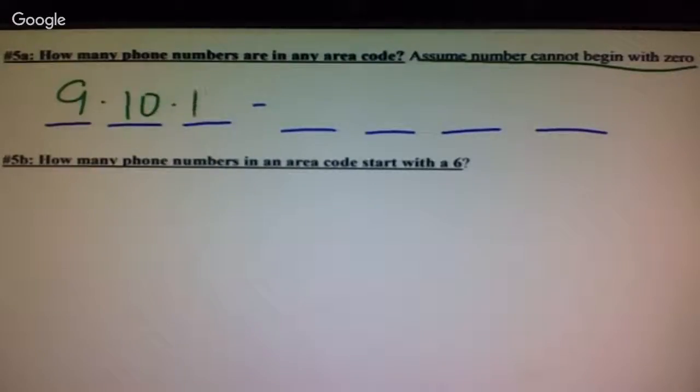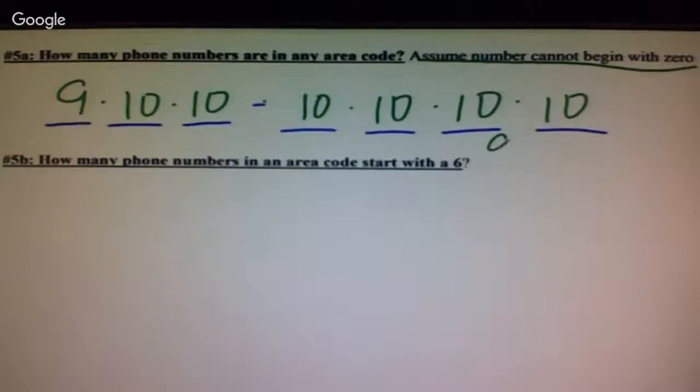So 9 times 10 times 10 times 10 times 10 times 10 times 10. There are 9 million phone numbers in the 336 area code.